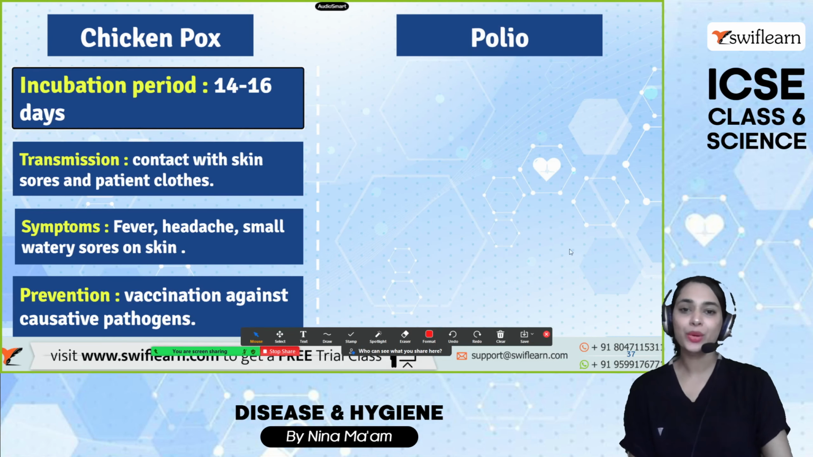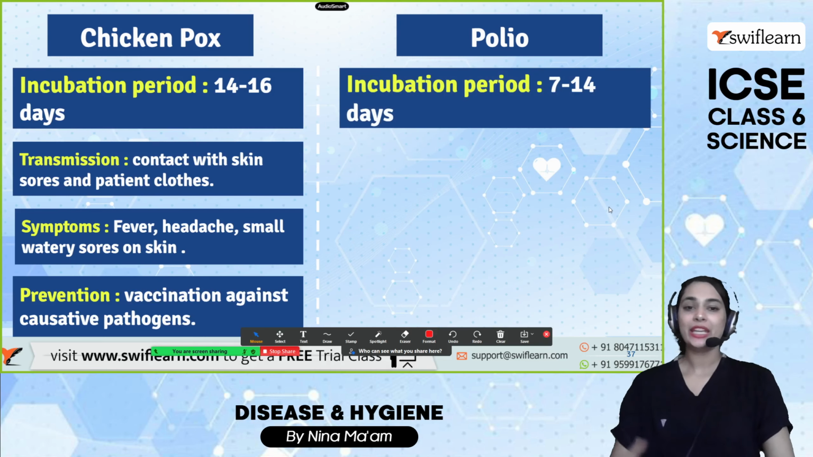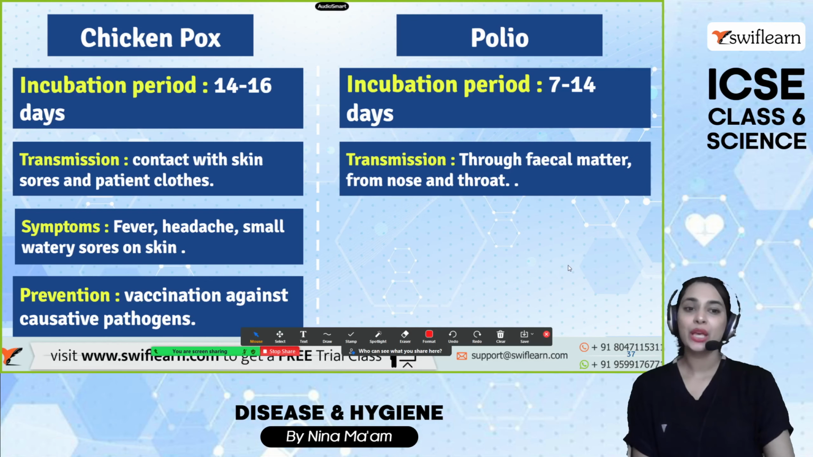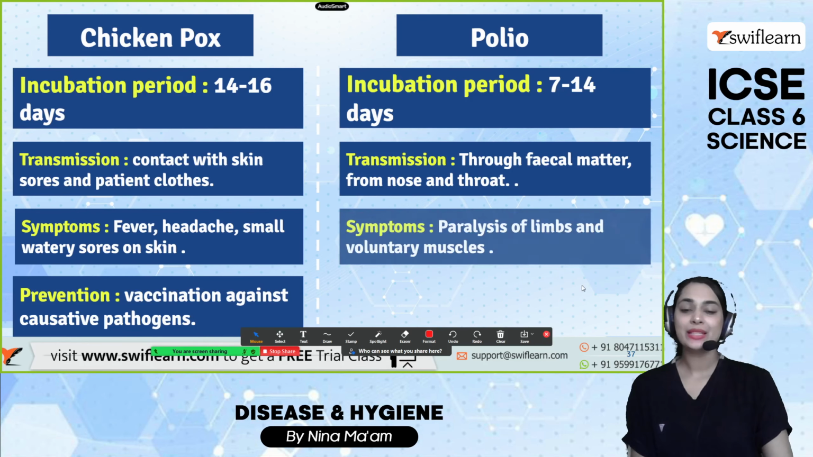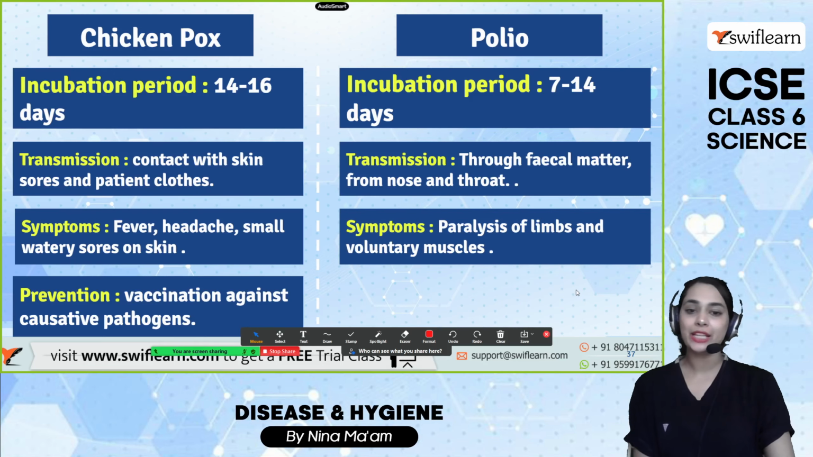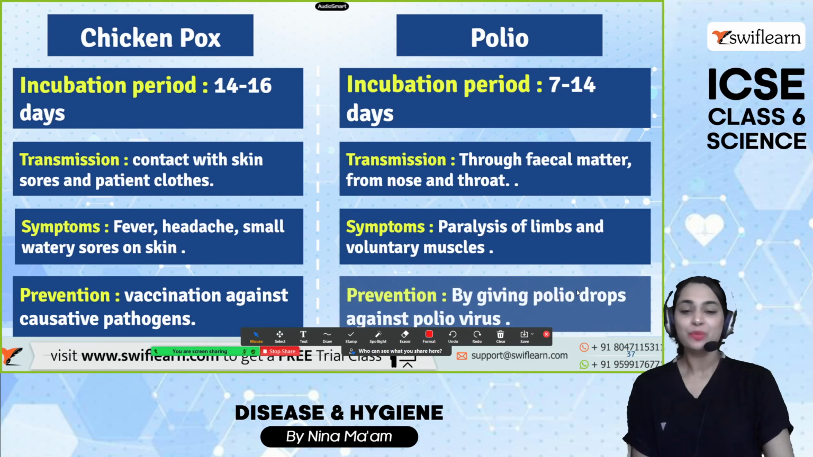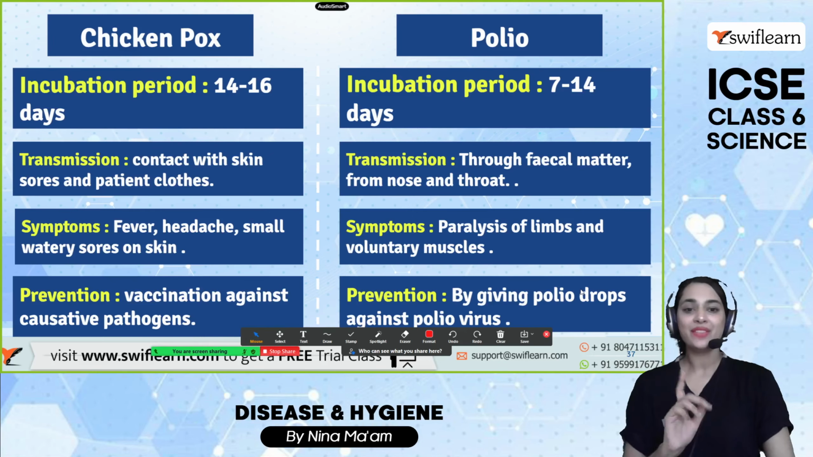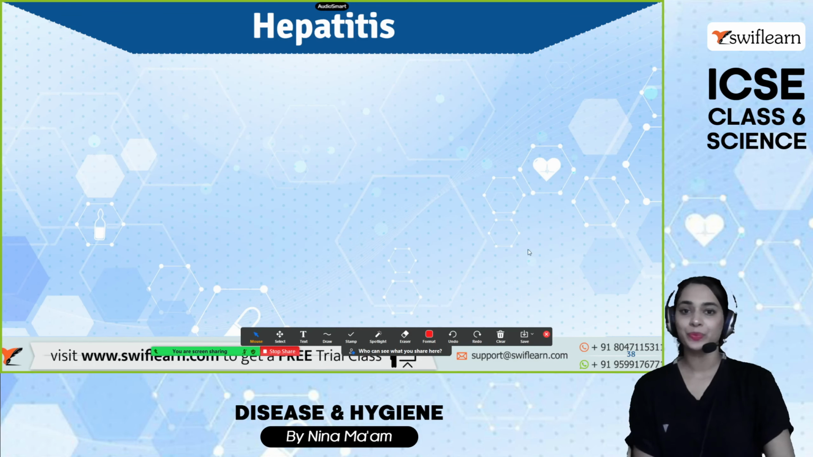Over here, the polio. The incubation period is 7 to 14 days, and transmission is through fecal matter and discharge from the nose and throat. Symptoms: paralysis of the limbs and voluntary muscles. Prevention by giving polio drops against the polio virus. We usually take the polio vaccine in early childhood, so we can prevent the polio virus.